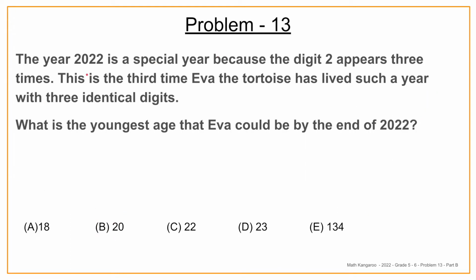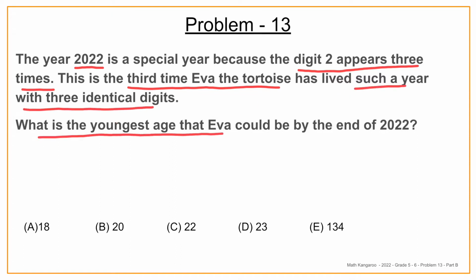Problem 13. The year 2022 is a special year because the digit 2 appears 3 times. This is the third time Eva, the tortoise, has lived such a year with 3 identical digits. What is the youngest age that Eva could be by the end of 2022? These are our options. We need to find the youngest age that Eva, the tortoise, could be by the end of 2022, given that she has experienced 3 years with 3 identical digits.